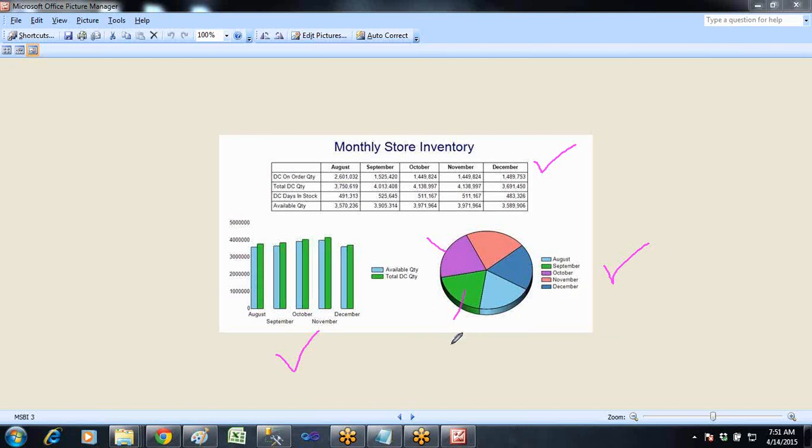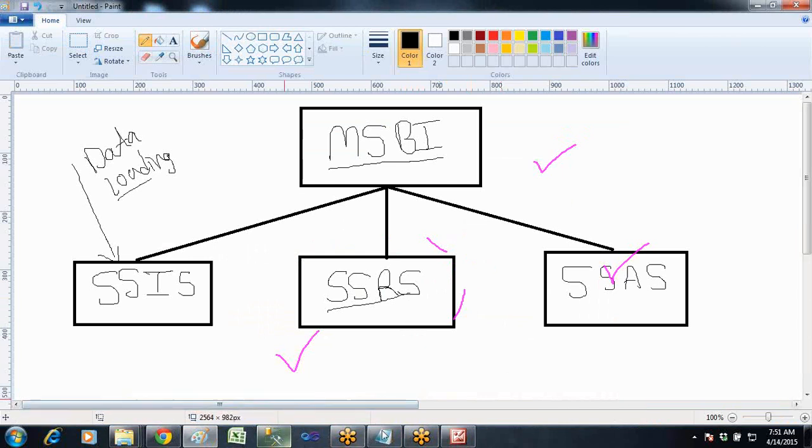So we are going to design this type of chart, pie chart and tabular reports with the help of SSRS technology. I will show you. With the help of SSRS, we are going to represent all the data. And then SSAS. So we can represent the data.